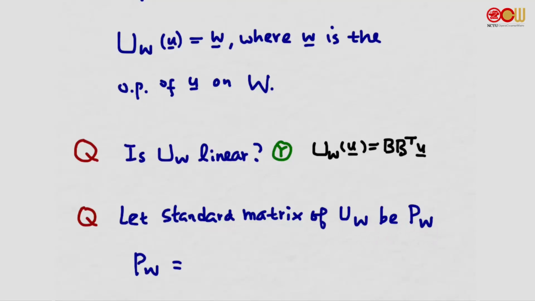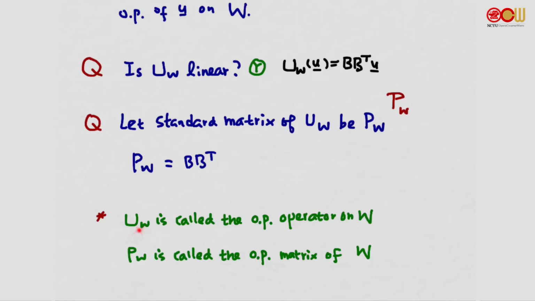PW. Again, this notation, the matrix PW, has a subscript, and this subscript is the subspace W. The standard matrix of UW, let it be PW. What is PW? It would be BB transpose. This linear function UW is called the orthogonal projection operator on W, and its standard matrix is called the orthogonal projection matrix of W.